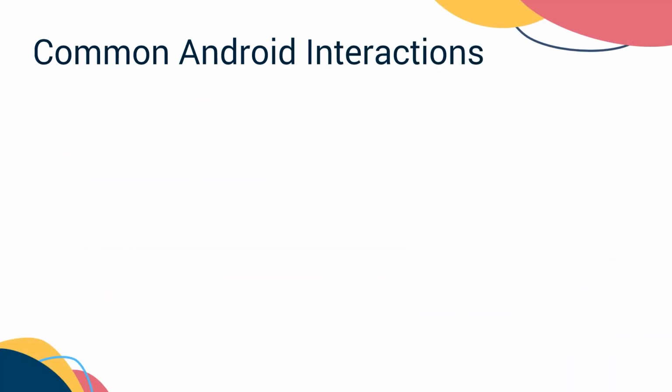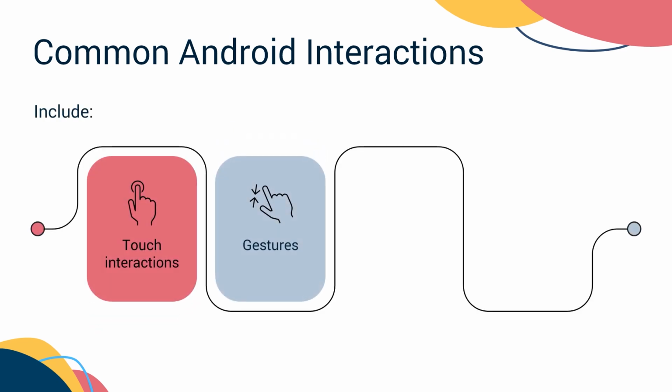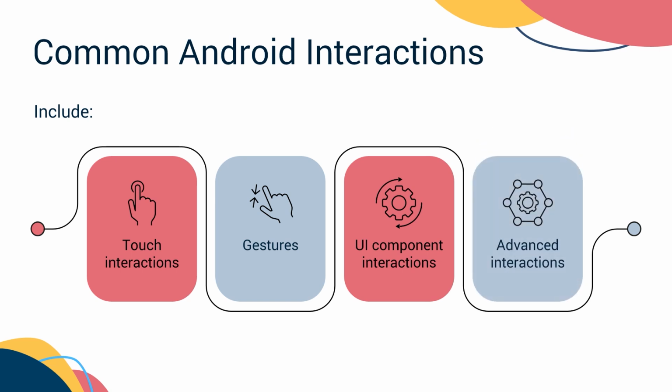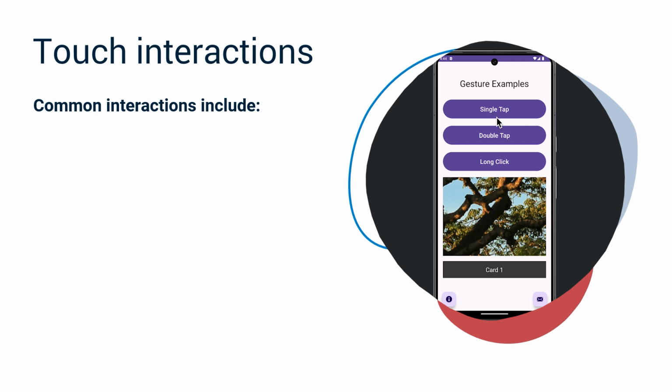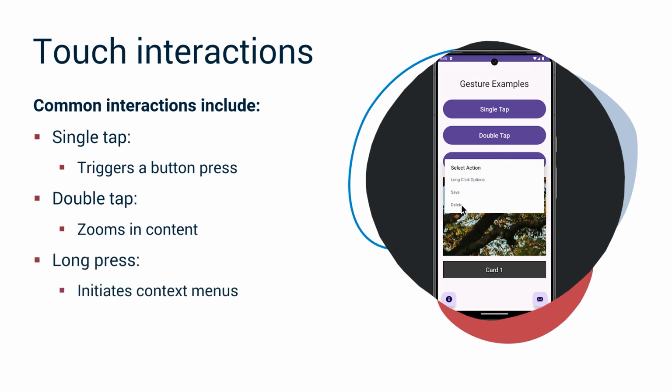Let's now explore some common types of interactions in Android. These include touch interactions, gestures, UI component interactions, and advanced interactions. Let us learn about these interactions in detail. Touch interactions are the most basic form of interaction on Android devices. Common touch interactions include a single tap to trigger a button, double tap to zoom in content, and long press to bring up context menus.